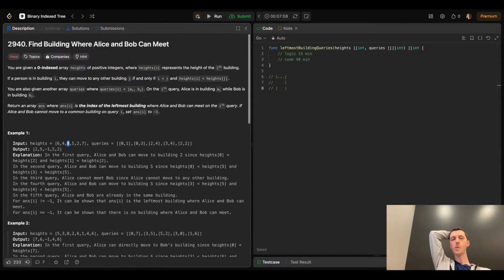Well, what's the leftmost building where they can meet? And if they're not in one building already, they can only meet in a building that's bigger than their current building and to the right of it. Bigger than their current building and to the right.